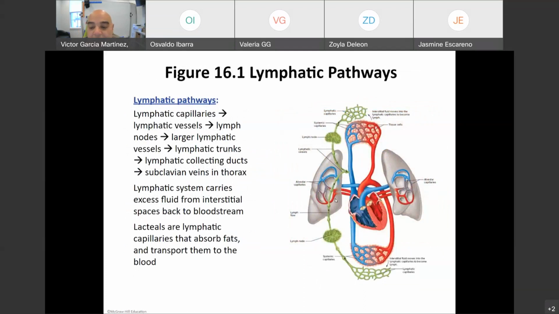Then they're going to be draining on lymphatic trunks. And these lymphatic trunks are going to be draining on the subclavian vein. If you remember, the subclavian vein is going to be draining on the superior vena cava. And this way, we're returning that lymph into the blood again.